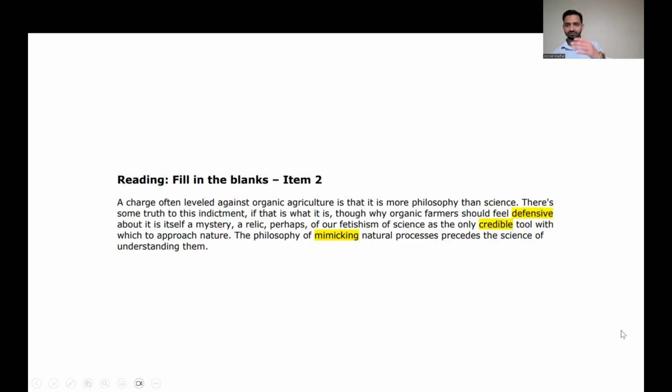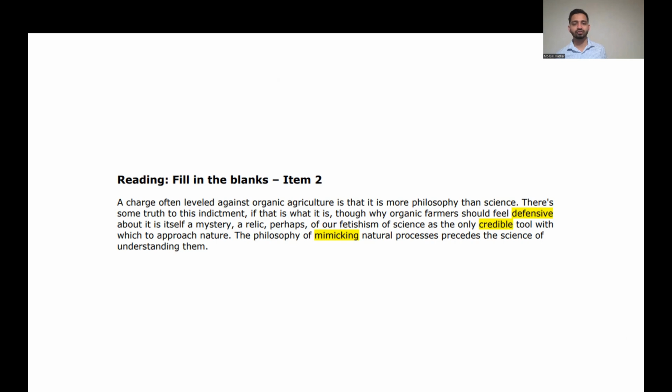So as you can see, and again, we will read it again to see if it all makes sense. A charge often leveled against organic culture is that it is more philosophy than science, right? Organic culture is more philosophy than science. It's not proven, it's just theory. That's what it means. There's some truth to this indictment. There could be some truth as well.